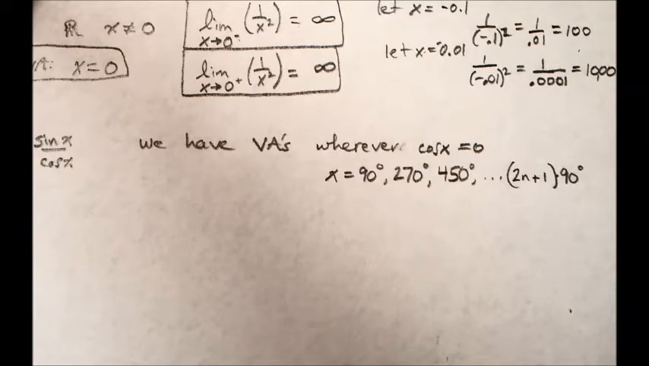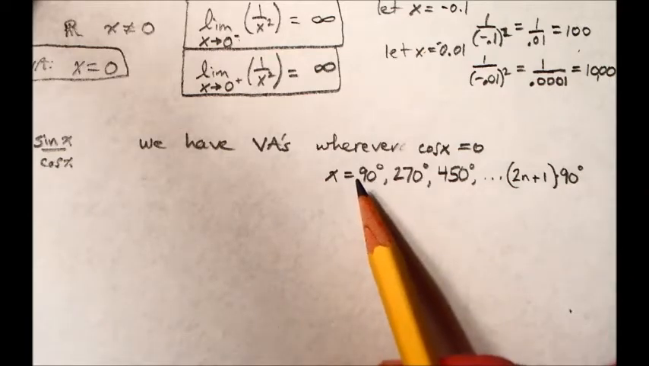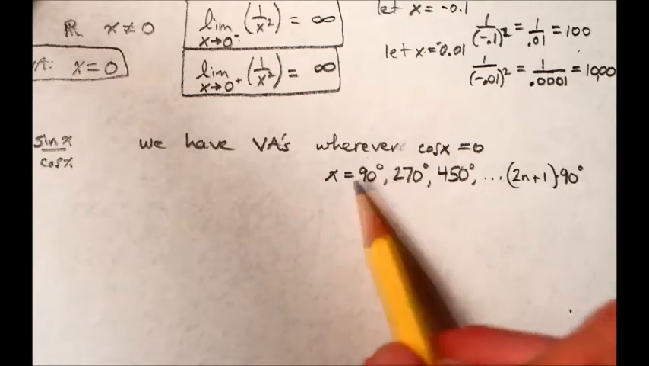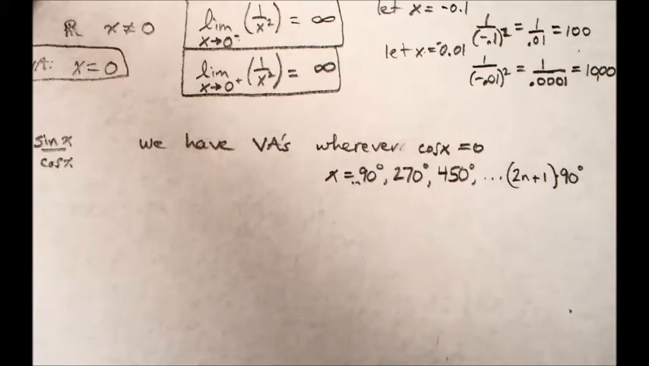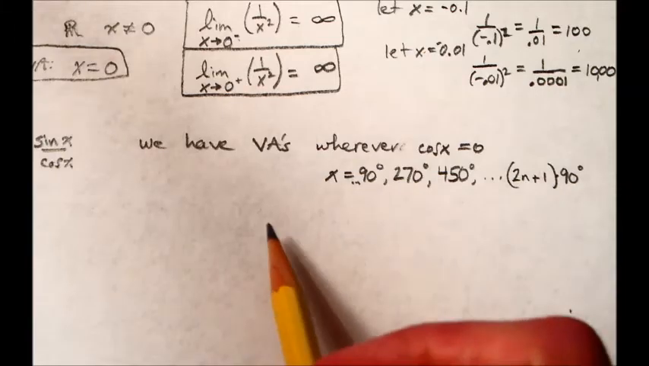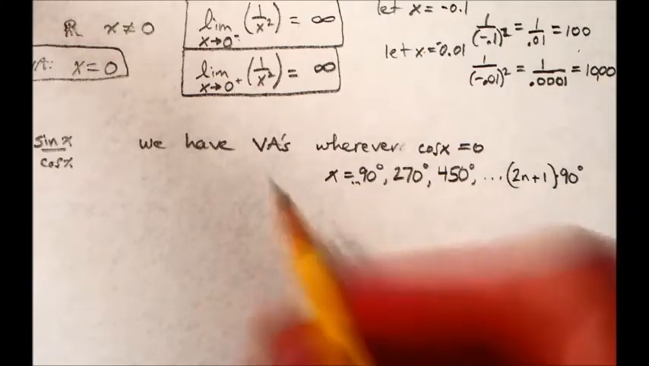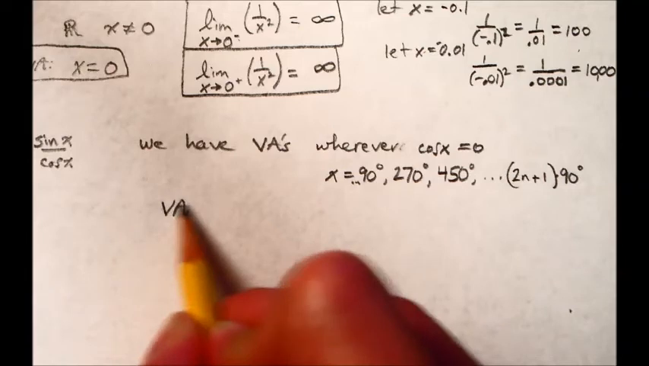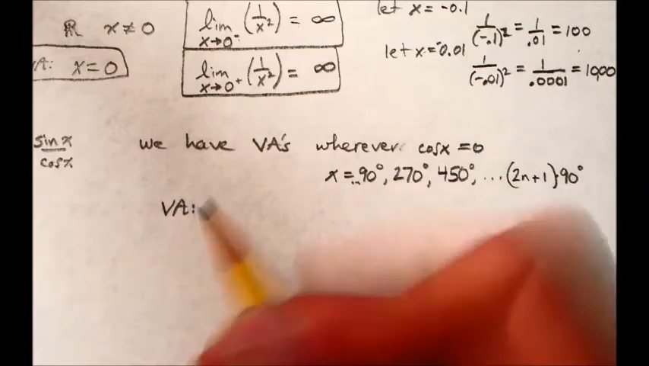Alright, so our conclusion then is that we have all of these vertical asymptotes. So we'll just put this: vertical asymptotes at x equals 2n plus 1 times pi over 2, where n is any integer.